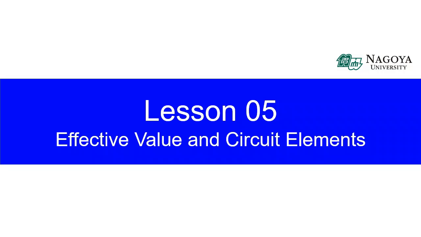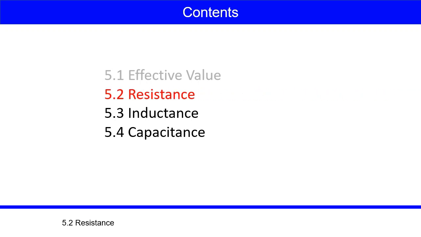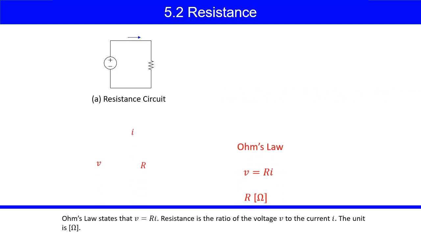Lesson 5, Effective Value and Circuit Elements. Section 5.2, Resistance. Ohm's law states that V equals Ri. Resistance is the ratio of the voltage V to the current I. The unit is ohm.